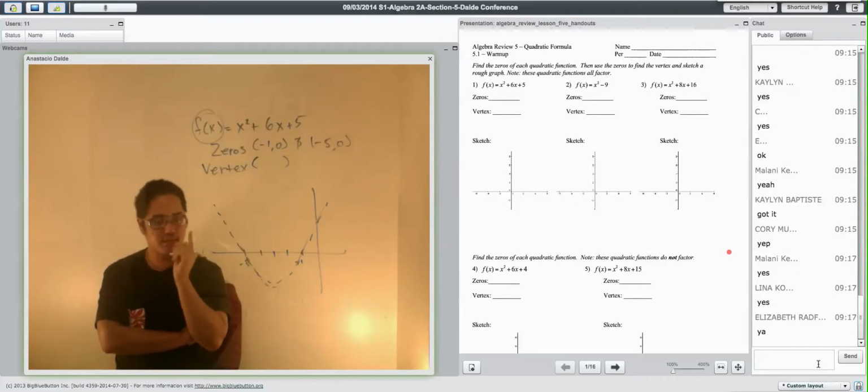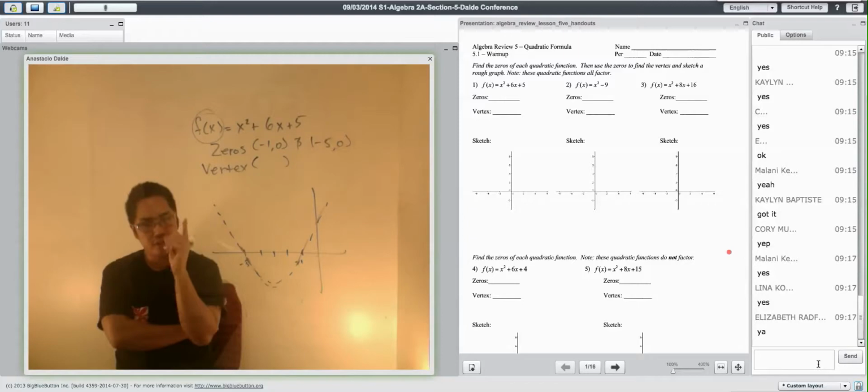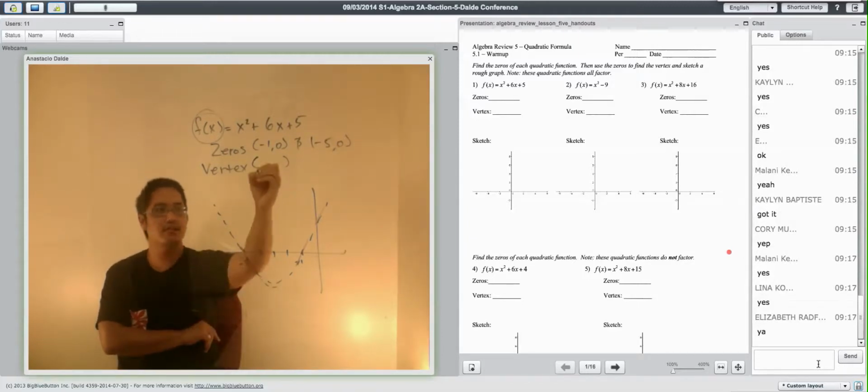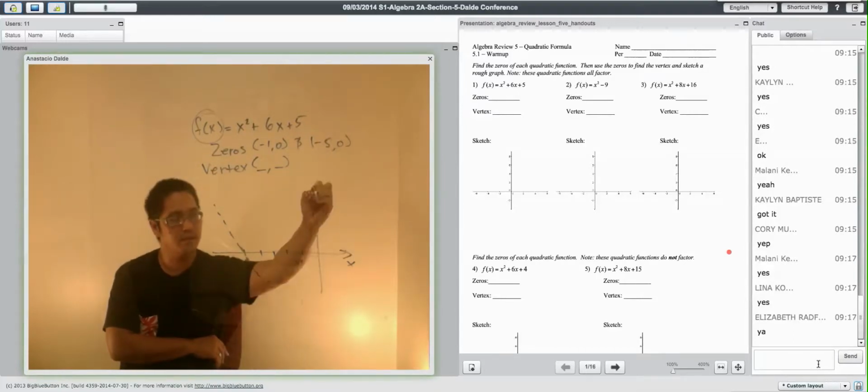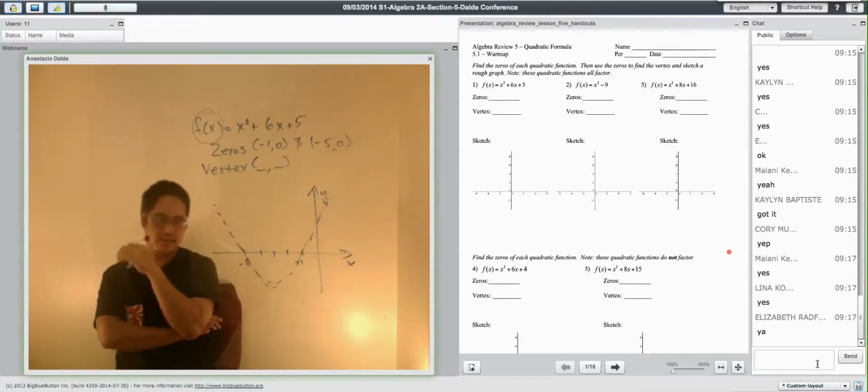Can you guys think of how to find the vertex? Actually, let me ask you this question. The vertex is obviously a point. It's got 2 numbers associated with it, one number and the second number, because it describes an x coordinate and a y coordinate. Agreed? Does that make sense to you? That makes sense, right?